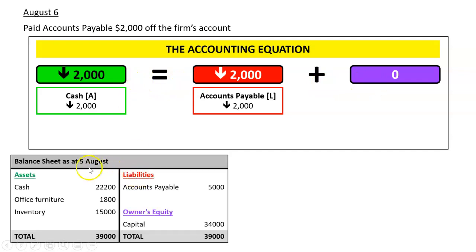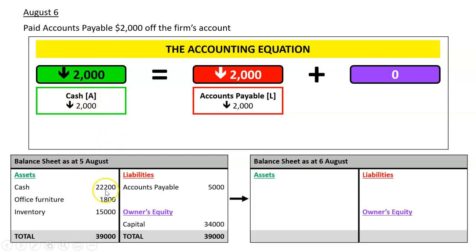Let's update it from the balance sheet from the day before. Here's the 5th of August, and then this happened on the 6th. Let's change this cash figure. That's what we did have. We had 22,200. Take out 2,000, so that should be 20,200. Nothing happens to furniture. Nothing happens to inventory.